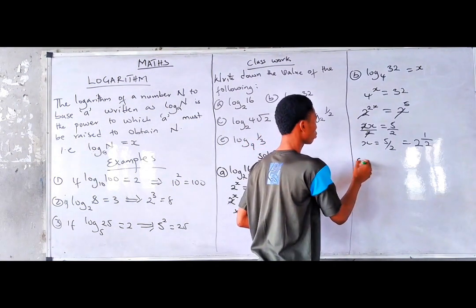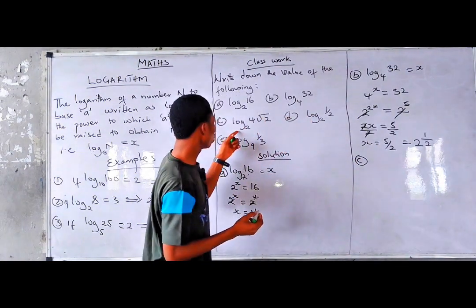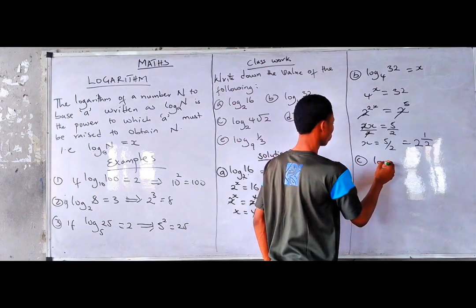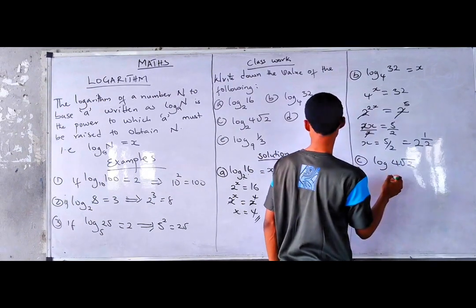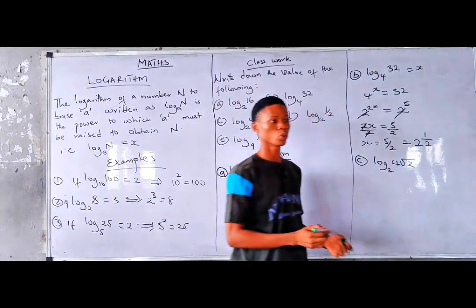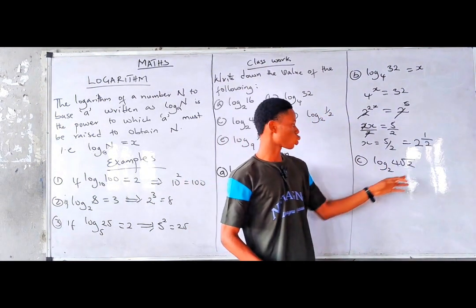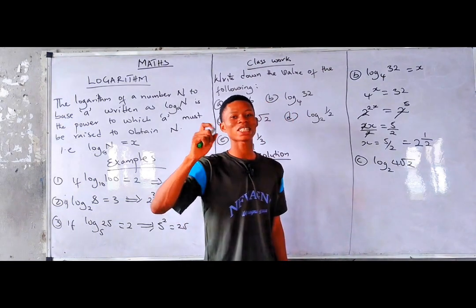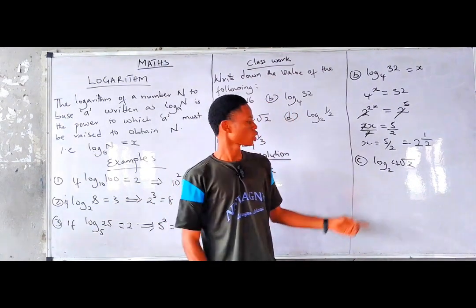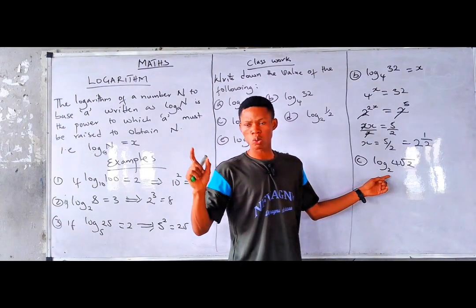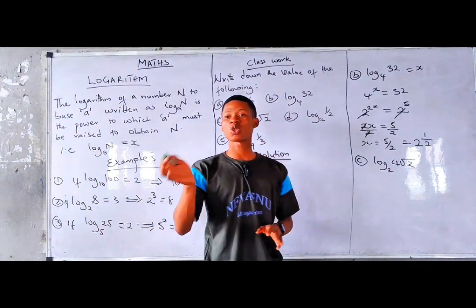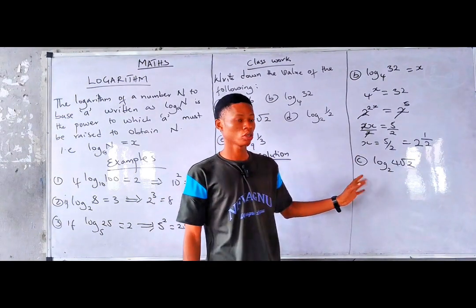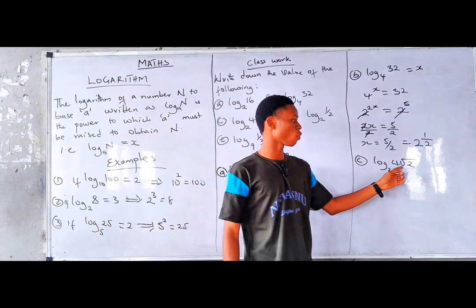That's C. C is log 4 root 2 in base what? In base 2. Log 4 root 2 in base 2. Now they are asking you the same question. 2 raised to power what will give you 4 root 2? Now there are so many approaches you can use in solving this one. 2 raised to power what will give us 4 root 2?